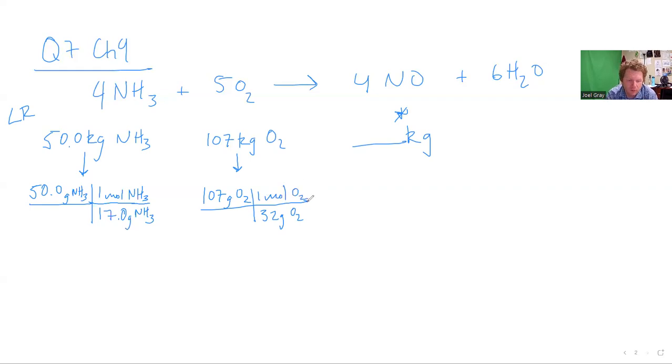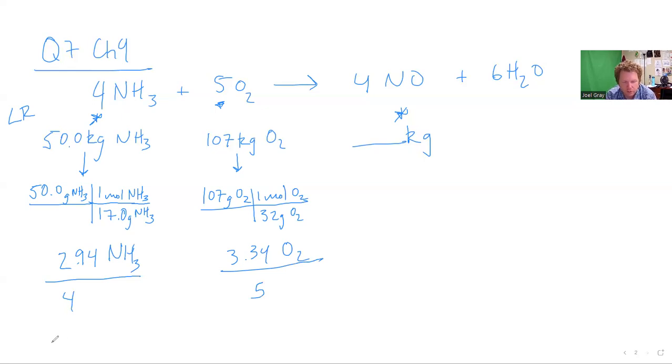So I'm going to figure out the number of moles of each one of these species. 50 divided by 17 gives me 2.94, and 107 divided by 32 is 3.34. So I'm reacting 2.94 moles of NH3 and 3.3 moles of O2. Now, what I'm going to do with these is divide them by their coefficients from my balanced chemical reaction. NH3's coefficient is 4, and O2's coefficient is 5.